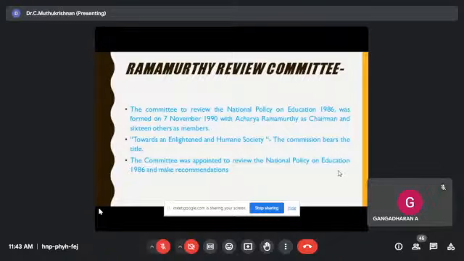How many members did the Ramamurthy Review Committee consist of? Along with Acharya Ramamurthy, there are 16 other members. So what did they do in that particular review committee? Is there any relationship between the new education policy 1986 and the Ramamurthy Review Committee? What are the things that happened in the new education policy that Acharya Ramamurthy has reviewed? Ramamurthy reviewed properly and submitted the report to the Government of India. The committee to review the national policy on education 1986 was formed on 7th November 1990 with Acharya Ramamurthy as chairman and 16 other members.